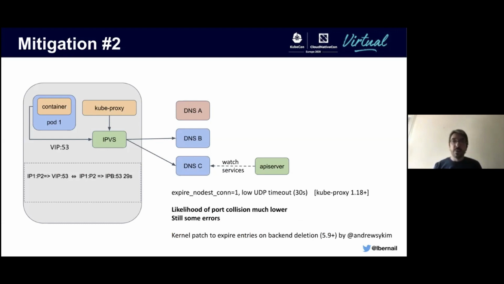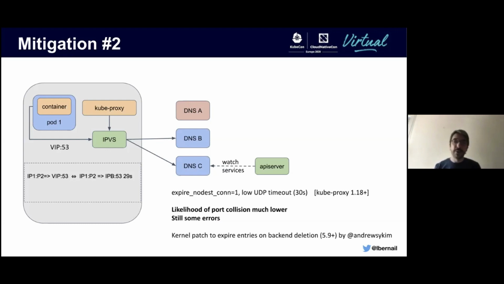So what you can also do is reduce the UDP timeout for the conntrack. By default, it's set to 5 minutes, which is a very long time. You can now configure this starting with kube-proxy 1.18 and plus. In our case, we now set it to 30 seconds, which is much better because your entry is going to expire much faster. This means the likelihood of getting a port collision is going to be much lower. So of course, we still get some errors, but far less.